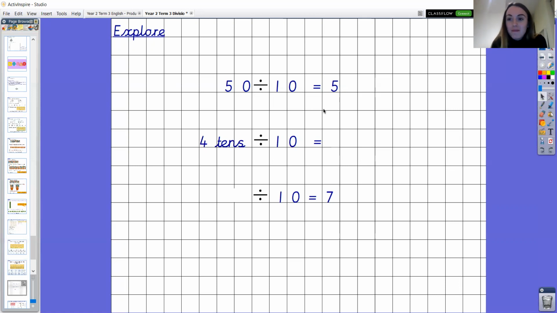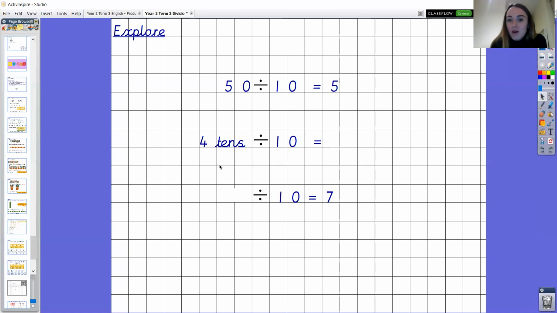Should we say that together? 50 divided by 10 equals 5. Well done, year 2. Okay, let's have a look at the next question. It says 4 tens divided by 10 equals. So I'm wondering, what does 4 tens represent? 40. Brilliant. So we can have a think about reading this as 40 divided by 10.